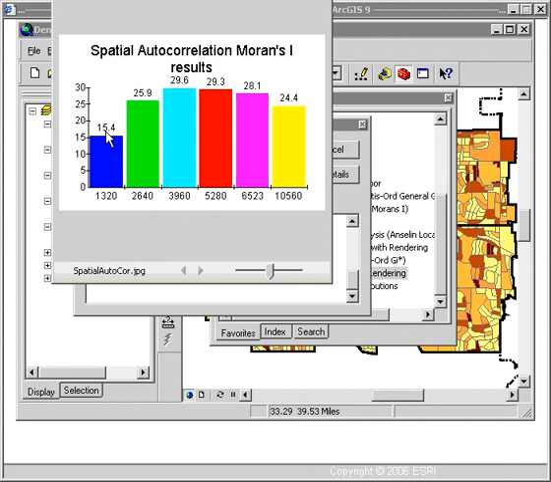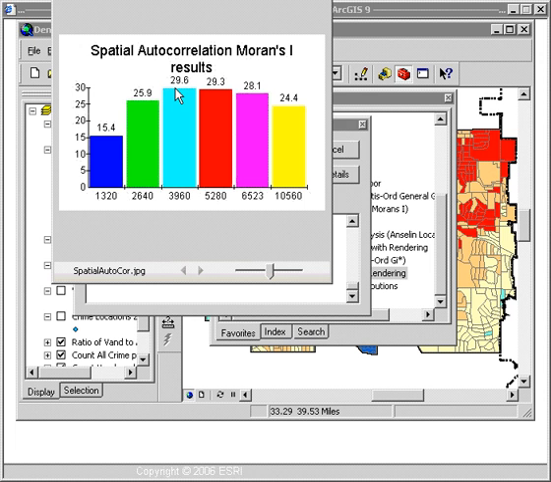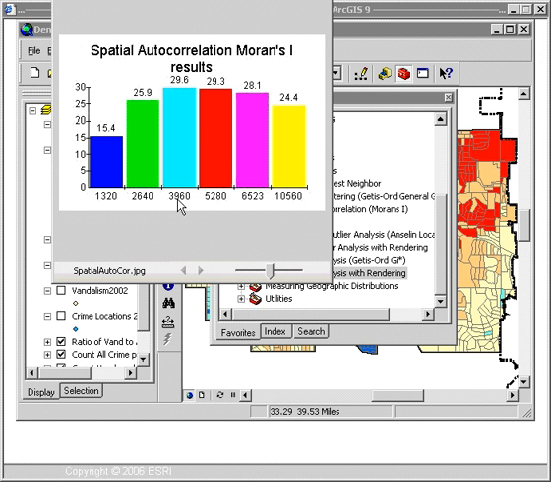When I ran the spatial autocorrelation tool for a half mile, my z-score increased to 25.9. At 3/4 of a mile, it was still increasing, this time to 29.6. And at 1 mile, I saw it start to decrease. It's now 29.3. The distance where my z-score is highest is where the spatial processes promoting clustering is most pronounced. That's why I used the 3/4 of a mile, 3,960 feet, in our hotspot analysis.